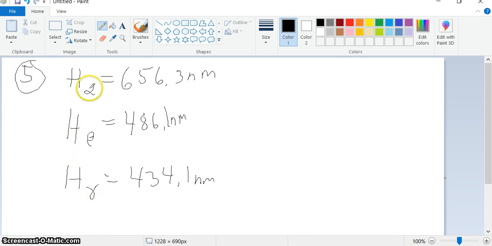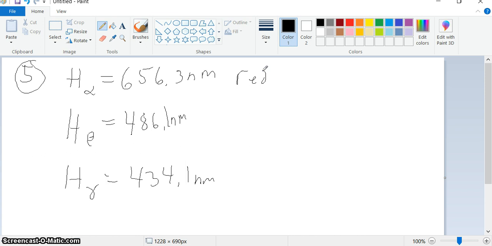The H alpha line is a transition from the quantum level n equals 3 to n equals 2, and so you would have a photon of 656.3 nanometers. By the way, when you look at the emission spectrum of hydrogen, this is the red line that you see. So this is the red line.